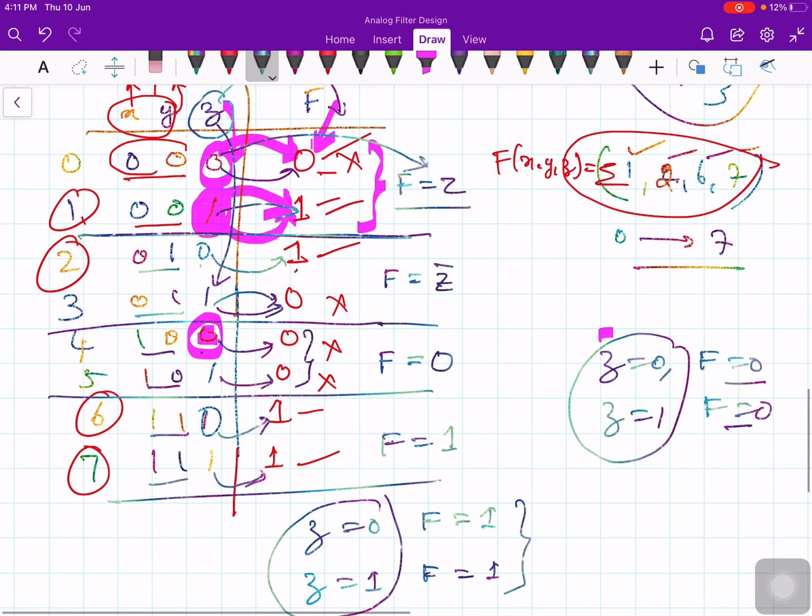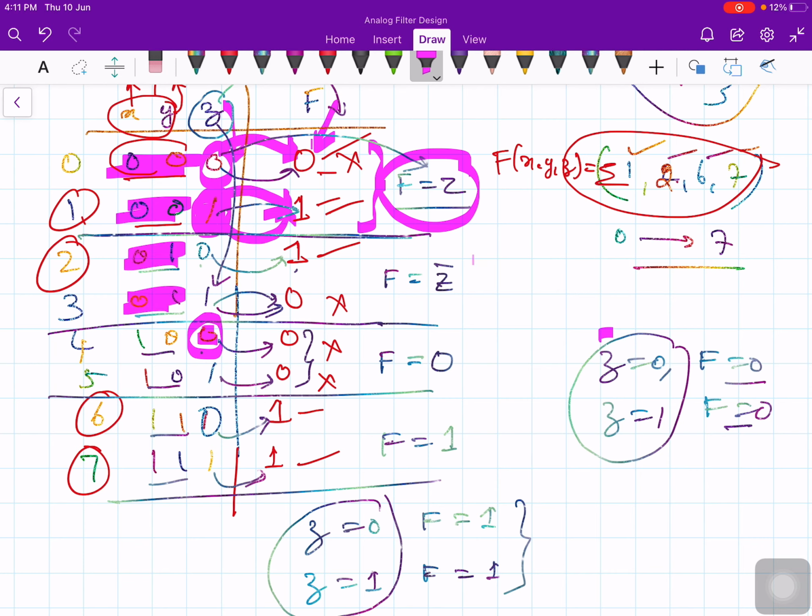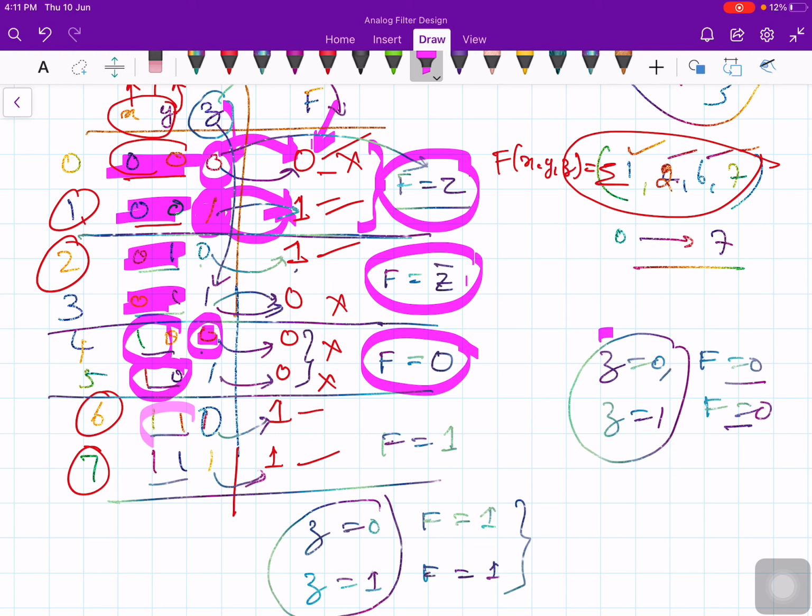So therefore for 0 0 combination, my output is f equal to z. For 0 1 combination, output is z bar. Okay, I told you how this z bar comes and z comes. And here 1 0 and here also 1 0. For this 1 0, my output is 0. Therefore f equal to 0 here. And 1 1 and here also 1 1, my output is always 1.